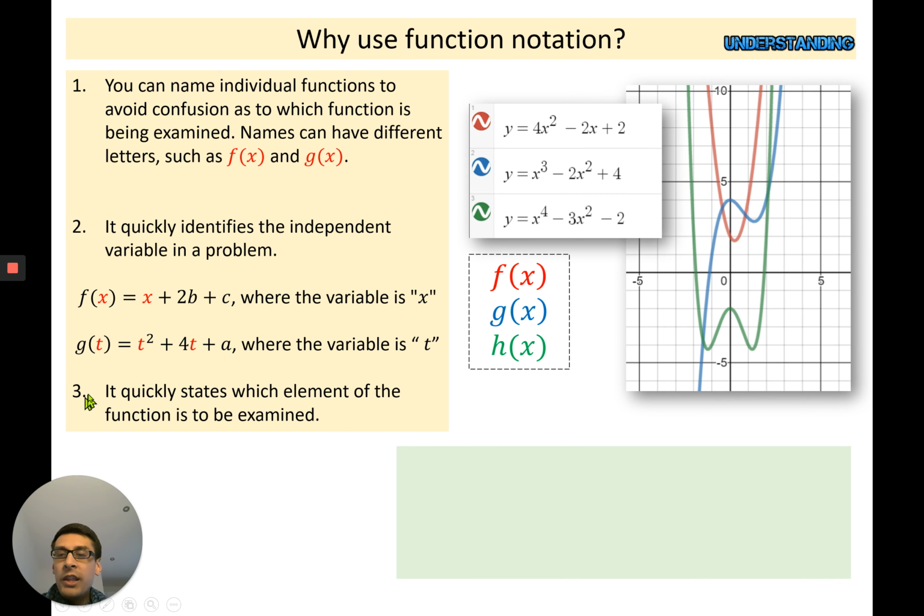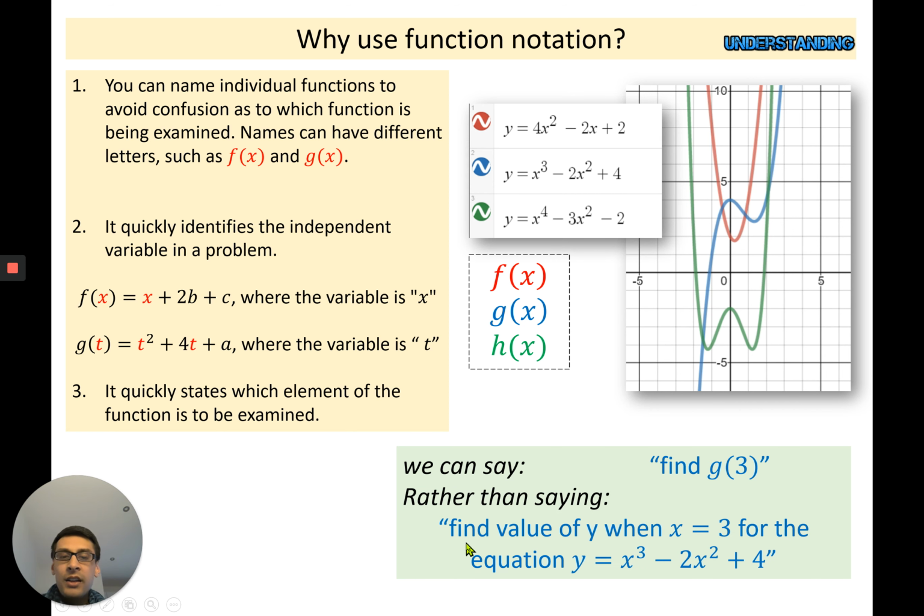And point 3 is it quickly states which element is to be examined. So an example of that is we can say find g of 3, which is this blue graph here, the cubic, rather than saying find the value of y when x is equal to 3 for the equation y is equal to x cubed minus 2x squared plus 4. So it's just shorthand, especially when you have lots of graphs to look at.